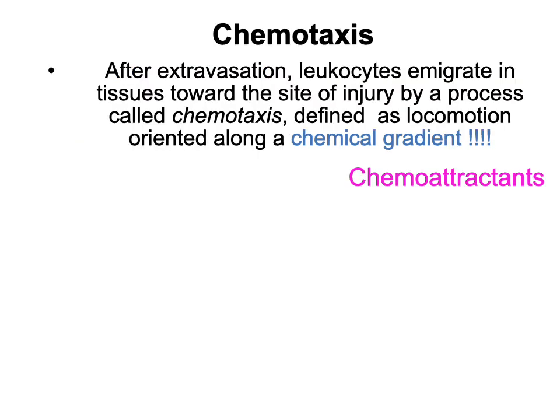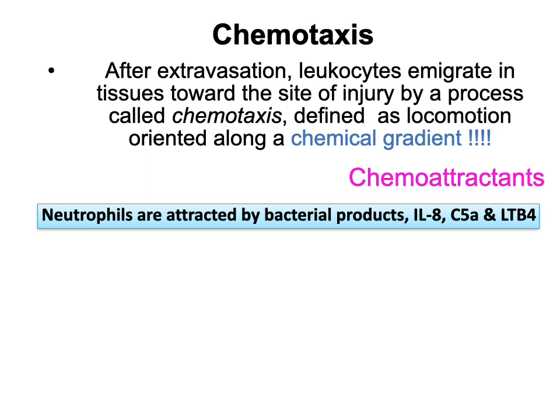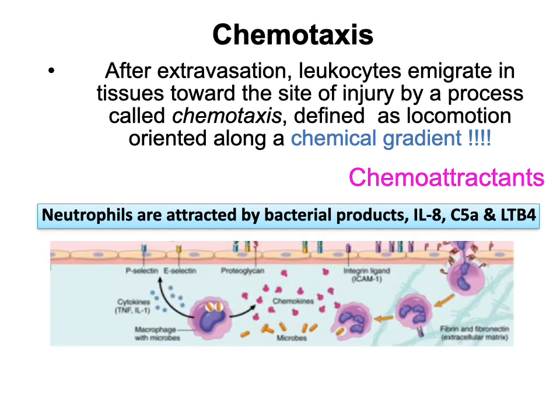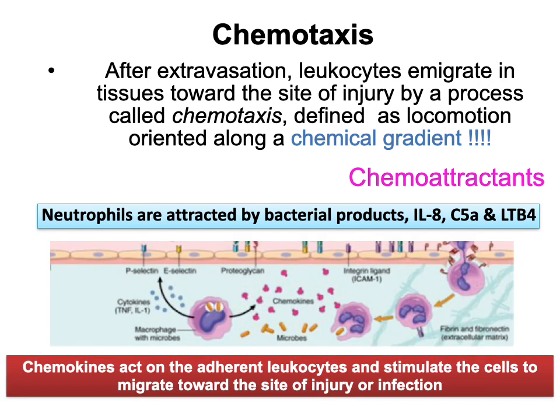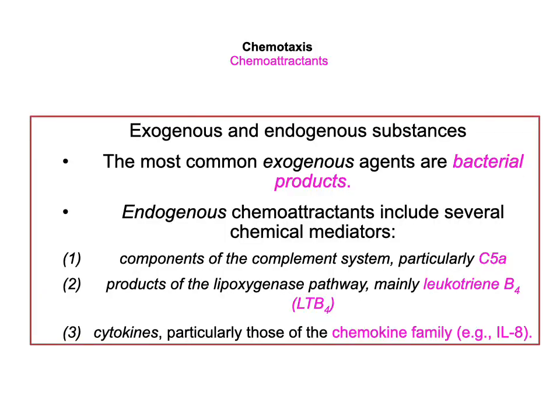Now, after extravasation, the leukocytes will emigrate to the specific site of action in a process known as chemotaxis. Okay? And these molecules that facilitate chemotaxis are known as chemotaxins or chemoattractants. Okay? And we just need to memorize 3: interleukin 8, C5a, and leukotriene B4. Bacterial products may also serve as chemotactic agents. Okay?